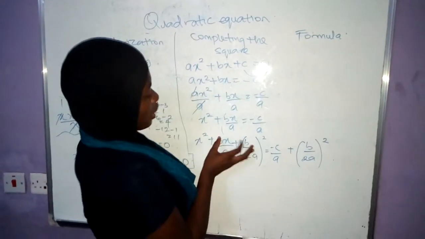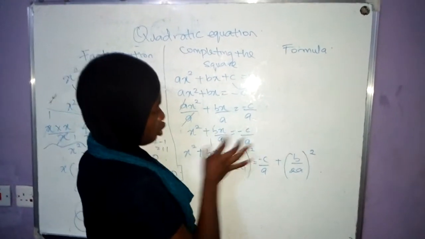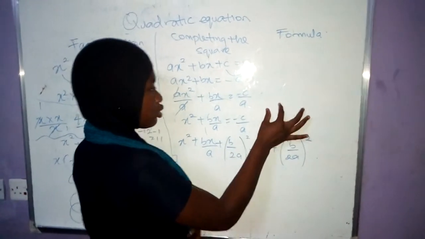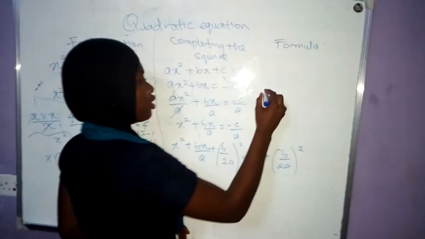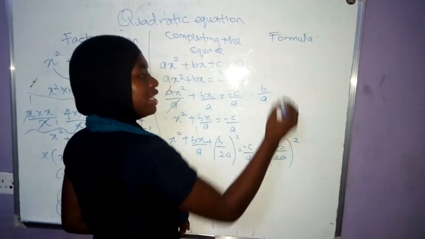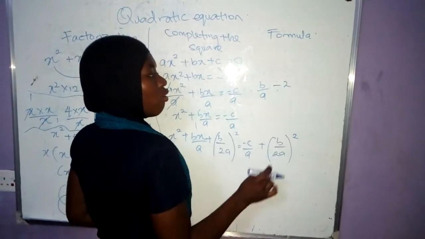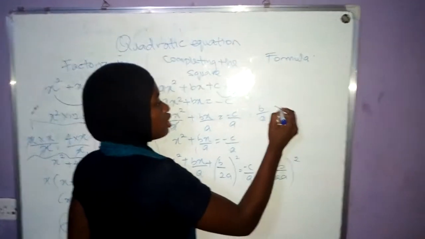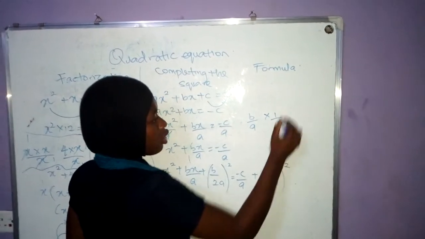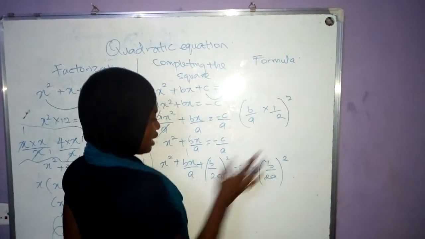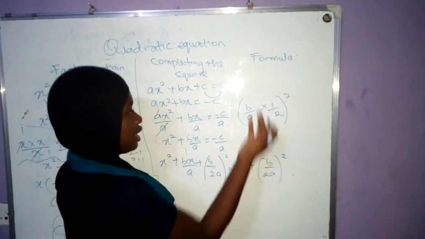You bring out the coefficient of x. We have brought it out. Divide by 2 or multiply by 1 over 2. Square it. Then add to both sides. That's what I've done here.